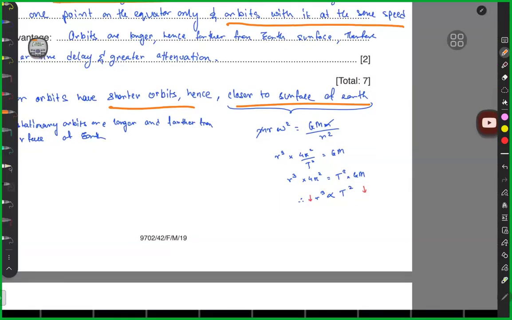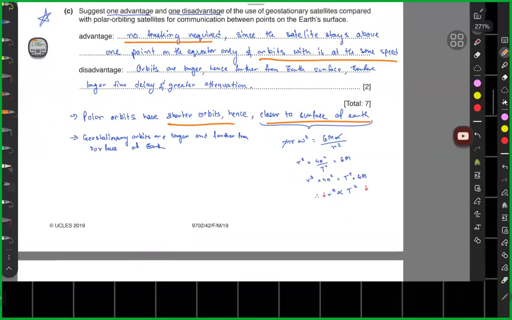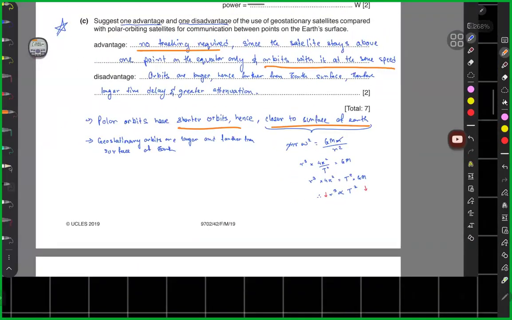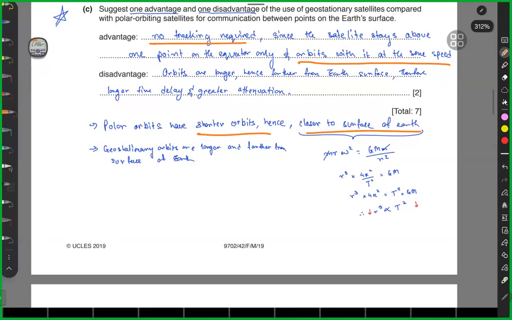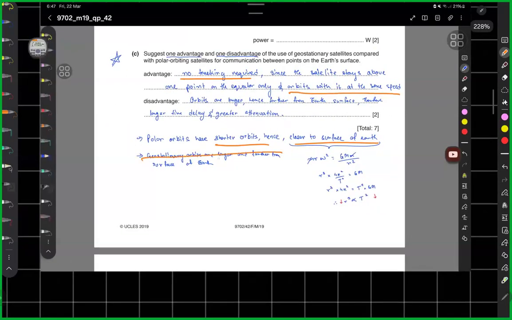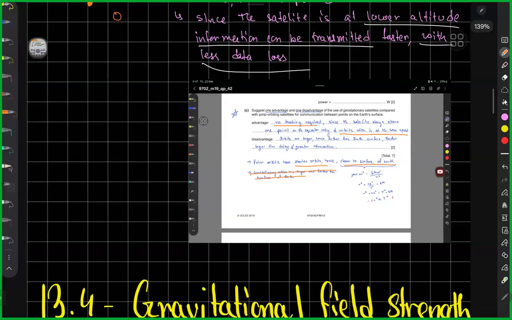Okay. So this is the proof of how varying the distance of the orbit varies the time period of the orbit. Okay, so that's the thing with polar orbit. And last thing is geostationary orbits are longer, farther from the surface of Earth. It's the same thing. Well, I don't know why I wrote this again. But yeah, geostationary orbits take a longer period of time and cover a greater distance.